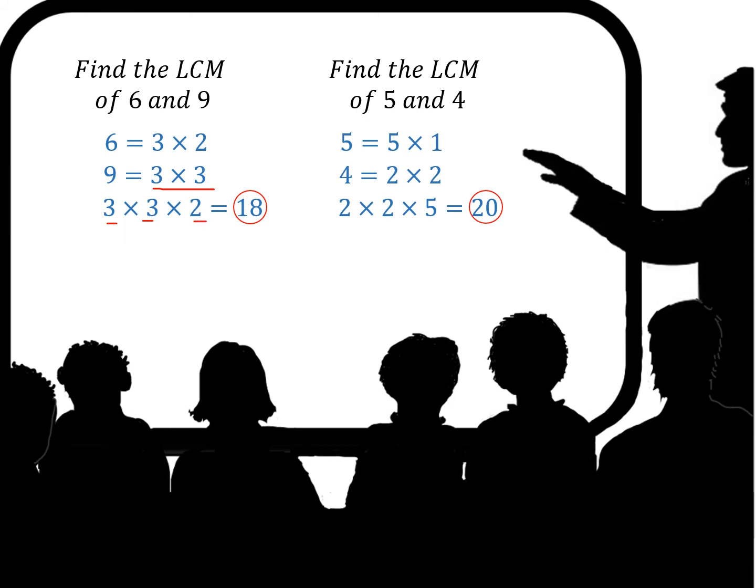The least common multiple of 5 and 4: these are the prime factors of 5, and these are the prime factors of 4. So we have 2 times 2 times 5, and that equals 20.